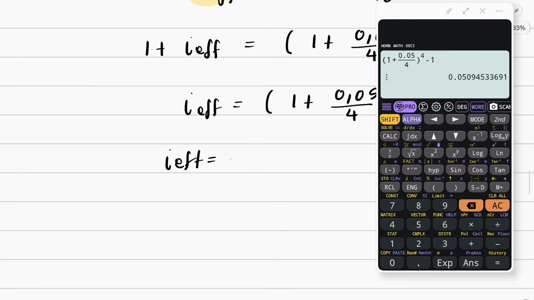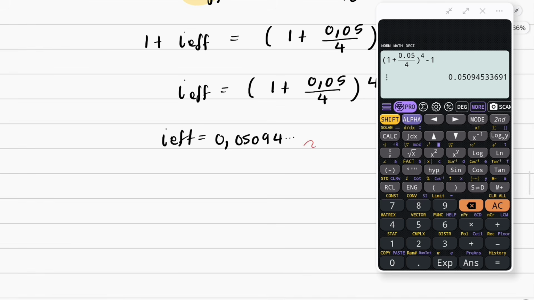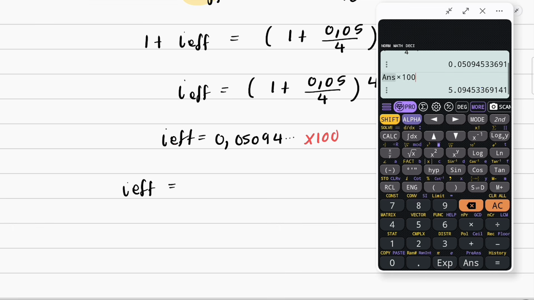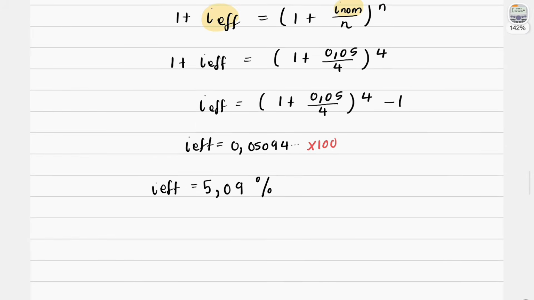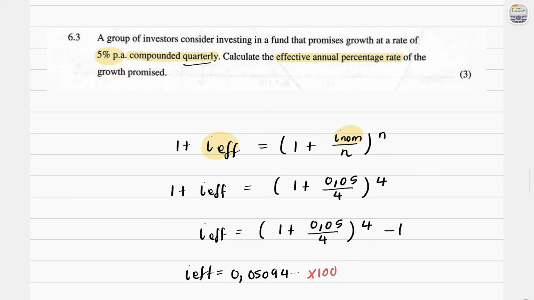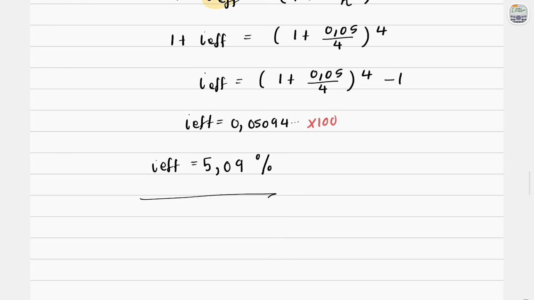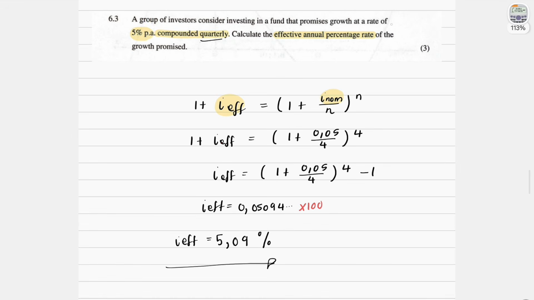And here's what we get. As a decimal, it's just 0.05094, but you still have to multiply this by 100 so that we can look at this as a rate. So I effective is equal to that answer times 100. So the actual annual interest is 5.09%. You see how it is more than the one quoted because interest builds on interest. And that is our answer. Moving on to the next question.